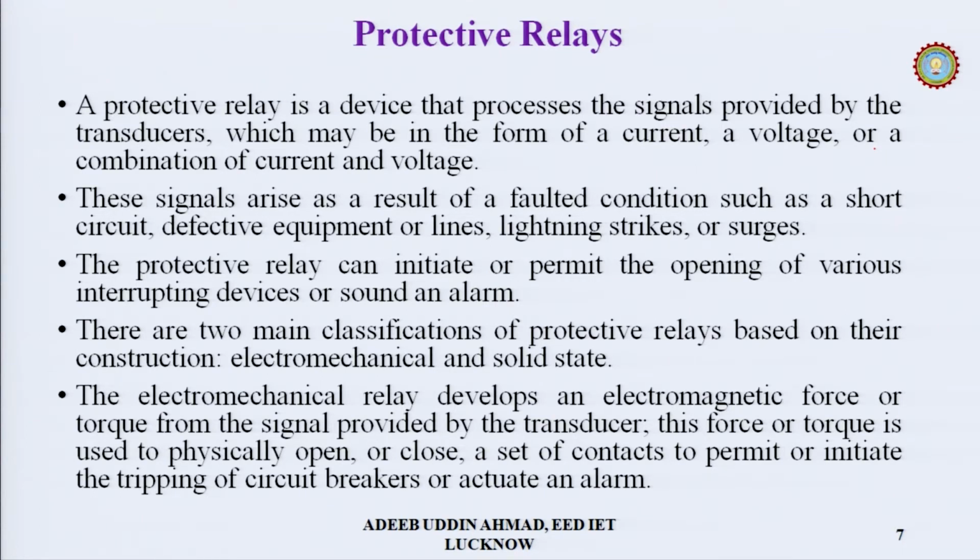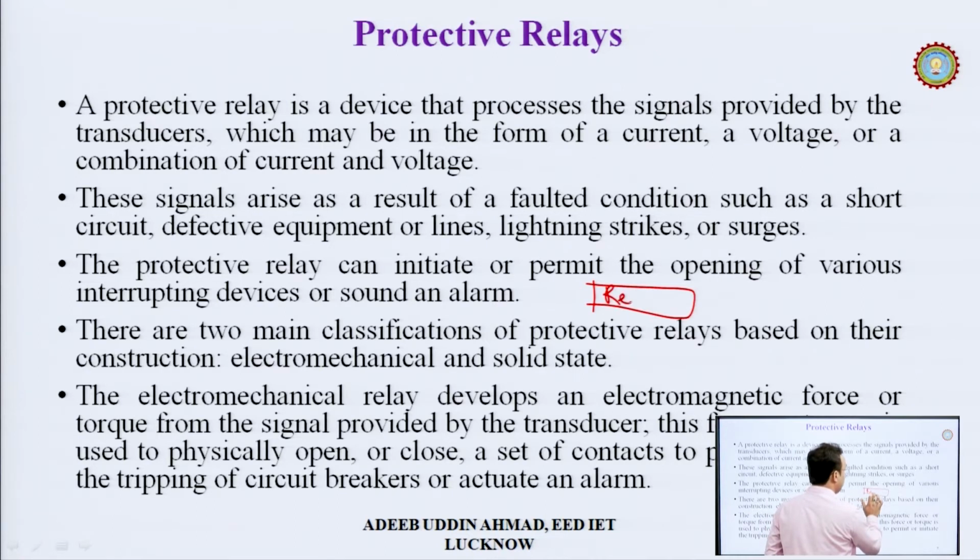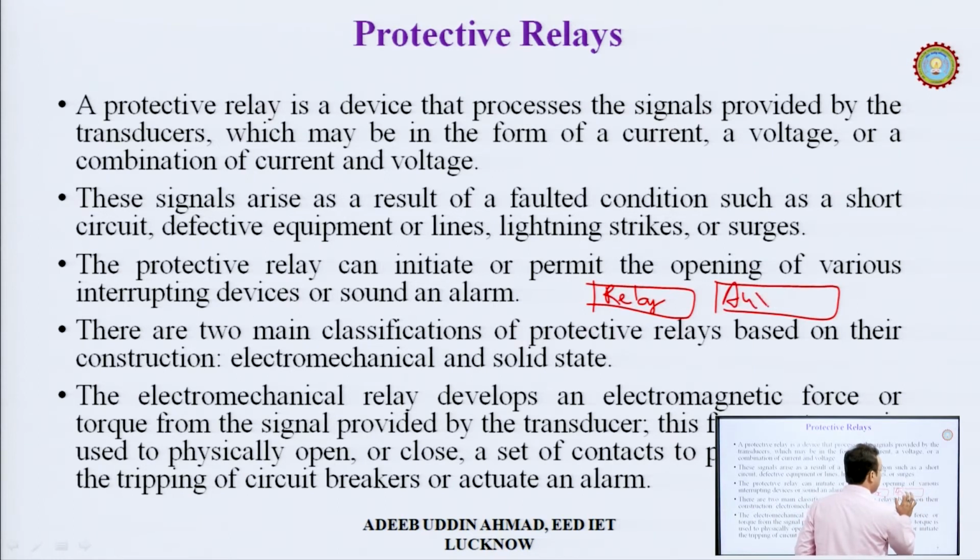Actually, we have two types of relay. One is the normal relay, and another is called the auxiliary relay. The first relay is used for indication or alarming purposes, and the auxiliary relay is used for the interruption of the circuit breaker. Rather than considering the two separately, in a general way we can just say this is a relay, but a relay has two parts: the normal relay and the auxiliary relay.